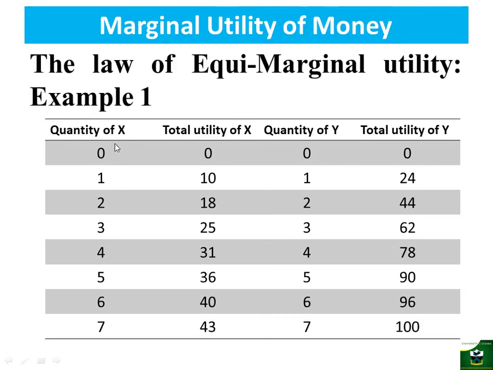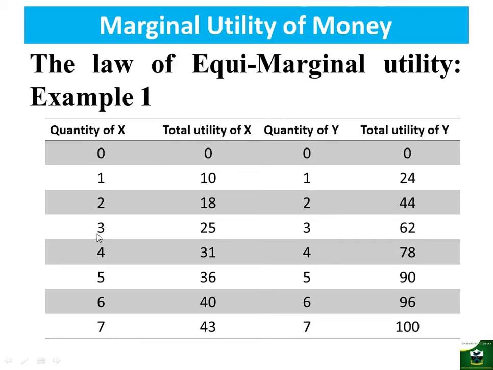For the quantities of good X ranging from 0 all the way to 7, we have the associated total utility levels for good X. And for the quantities of good Y ranging from 0 all the way to 7, we have the total utility levels for good Y. Note that sometimes you may not be given the quantity of X and quantity of Y separated like this. All you may be given is just the quantity, and this quantity may refer to both X and Y. In this case, you will only have 3 columns.